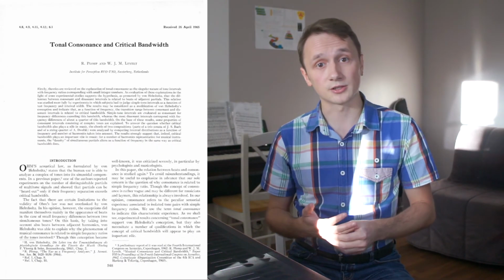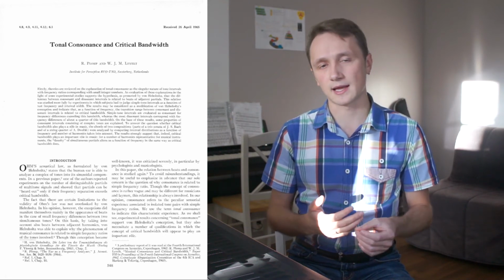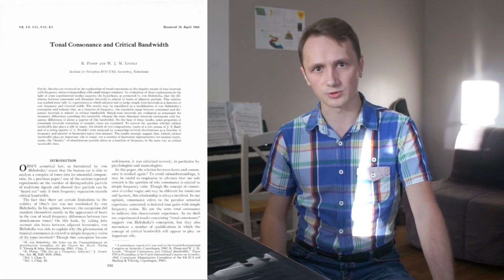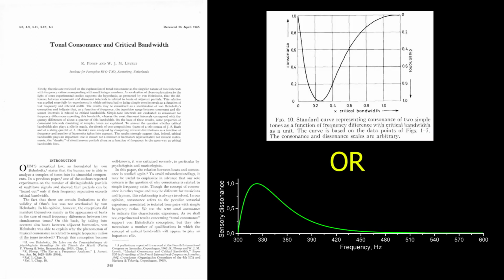The Plomp and Levelt article that I mentioned when I was talking about beating is a continuation and experimental evaluation of Helmholtz's approach. The graph of perceived dissonance that they experimentally obtained can be used to explain why observations show that simple ratios correlate with our perception of dissonance.